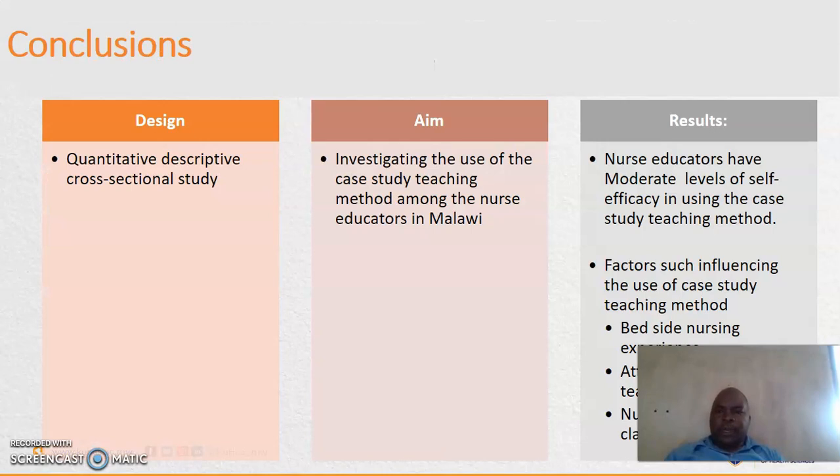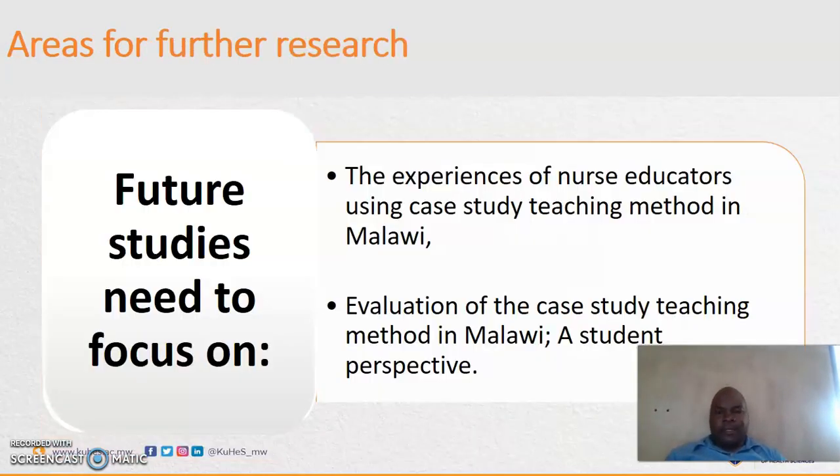In conclusion, this was a quantitative study design. It aimed at investigating the use of the case teaching method among nurse educators in Malawi, and the results show that Malawi nurse educators have moderate levels of self-efficacy in the case teaching method, and factors such as better nursing experience, addition of courses in teaching methodology, and number of students in class influence the educator in using the case teaching method.